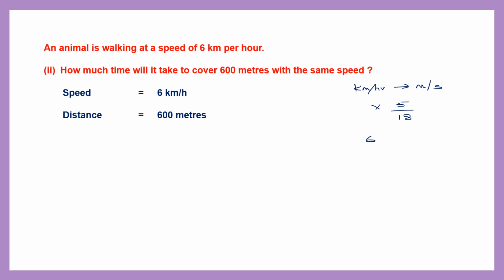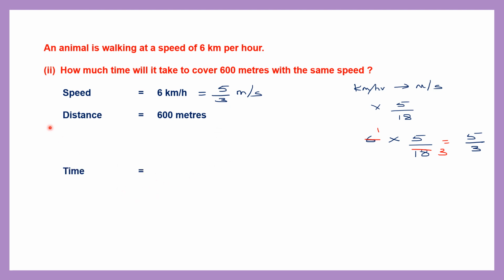So we have 6 kilometers per hour, which we are going to convert into meters per second. So multiply 6 into 5 by 18. So here we can cancel. 6 ones are 6 and 6 threes are 18. So here we have 5 by 3. So let's write it here. So now speed is going to be 5 by 3 meters per second. So now can you see we have this in meters and the distance also in meters. So now we can find the time.